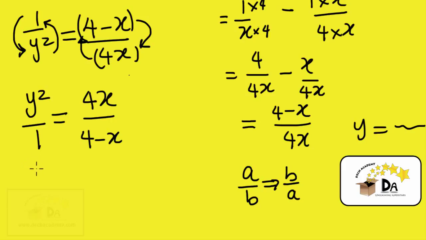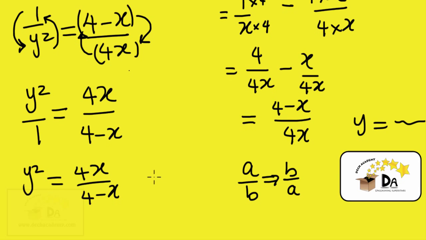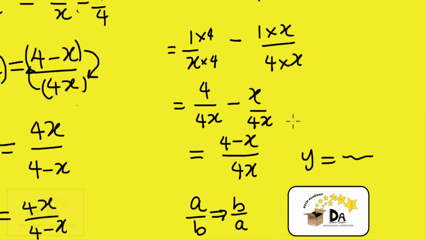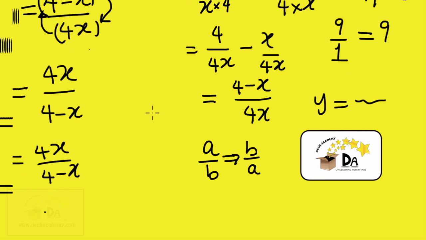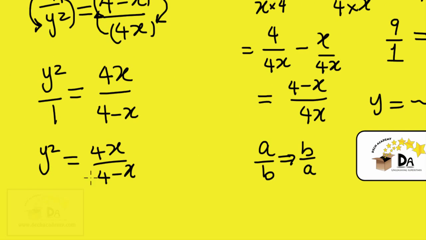Now, you can just tell that we're almost there, because y squared over 1 is the same thing as y squared, which is 4x over 4 minus x. Why is y squared over 1 y squared? Well, if you recall from the videos on fractions, a number over 1 is equal to the number. 9 divided by 1 is 9. 8 divided by 1 is 8. Y squared divided by 1 is y squared.